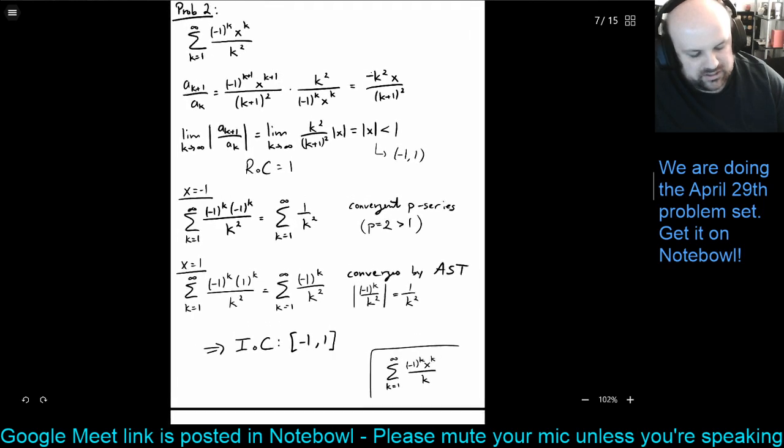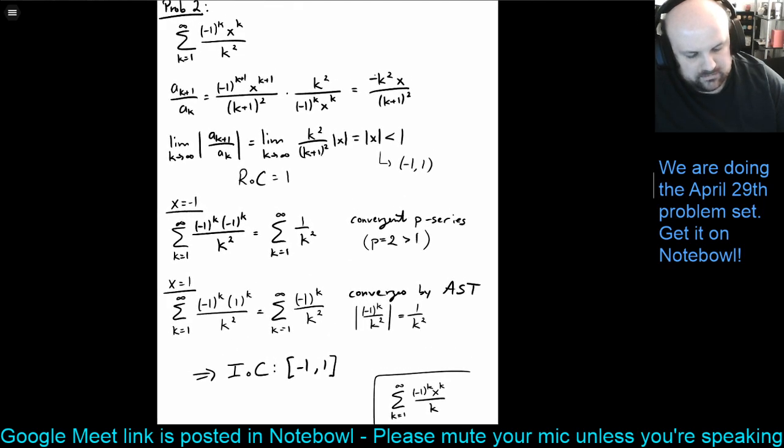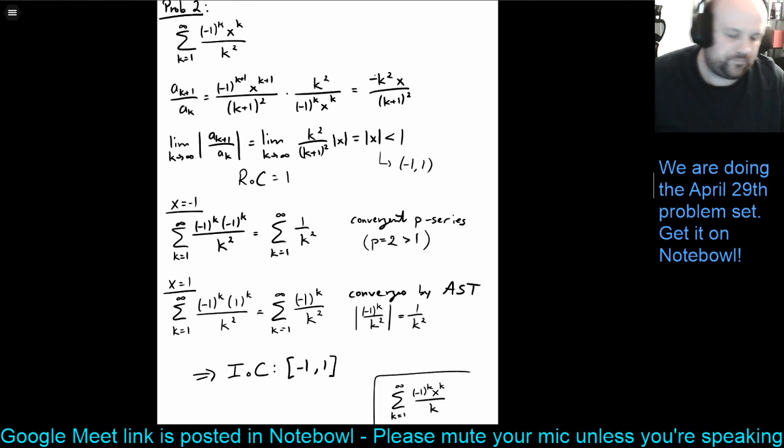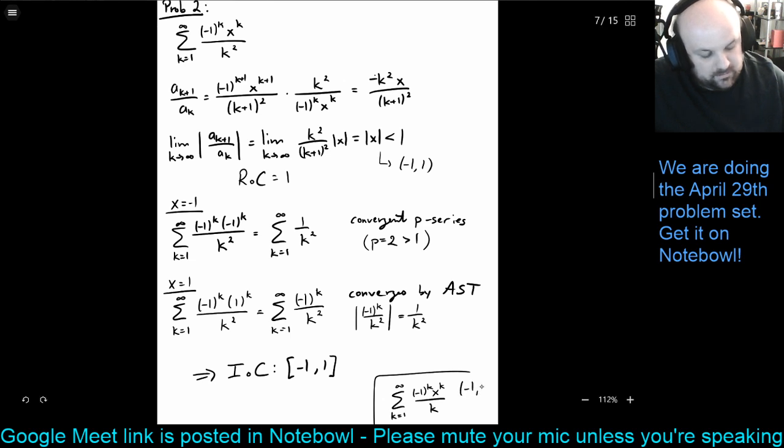But any questions about this problem here at all? If you're curious, specifically the interval for this one would be -1 to 1 with the bracket on the right.